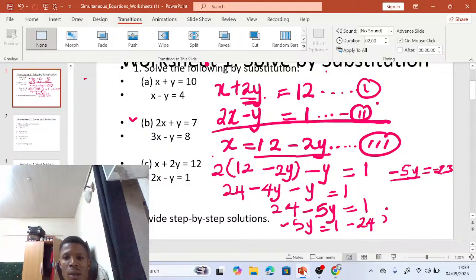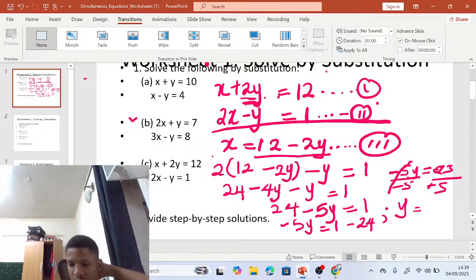Divide through by minus 5. If we divide by minus 5, you have it that y is equal to, the minus minus will cancel each other, 23 divided by 5, which is 4.6. So y is 4.6.